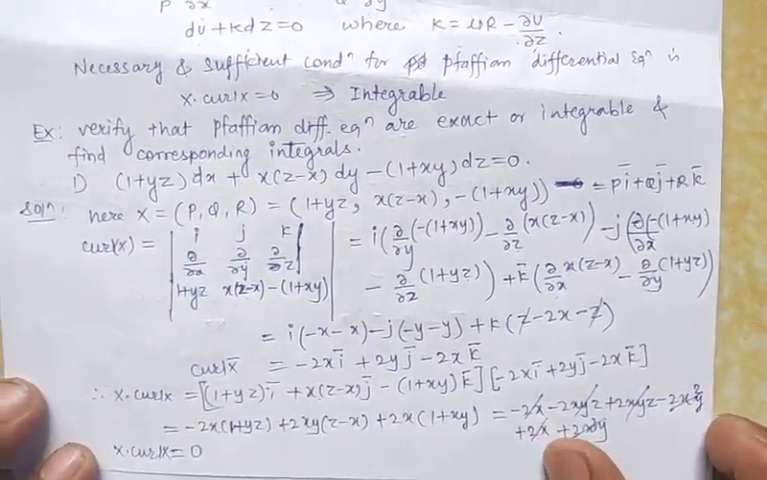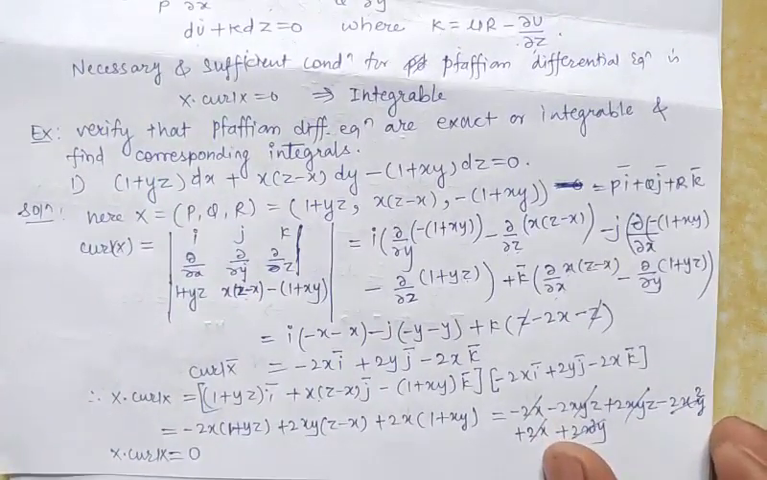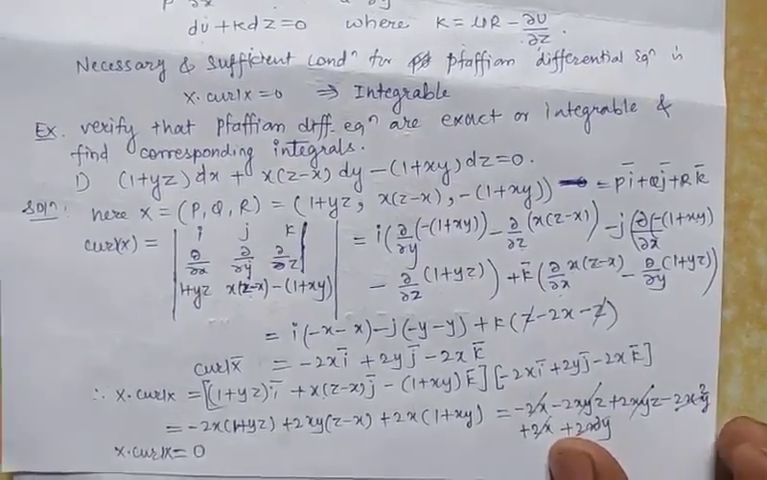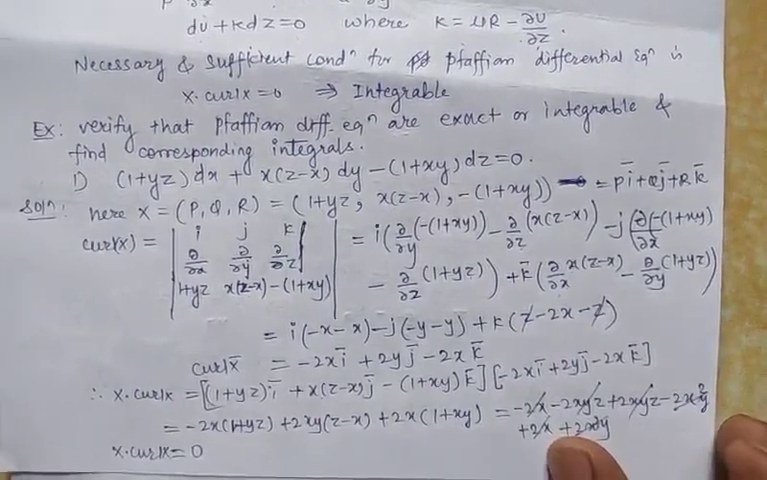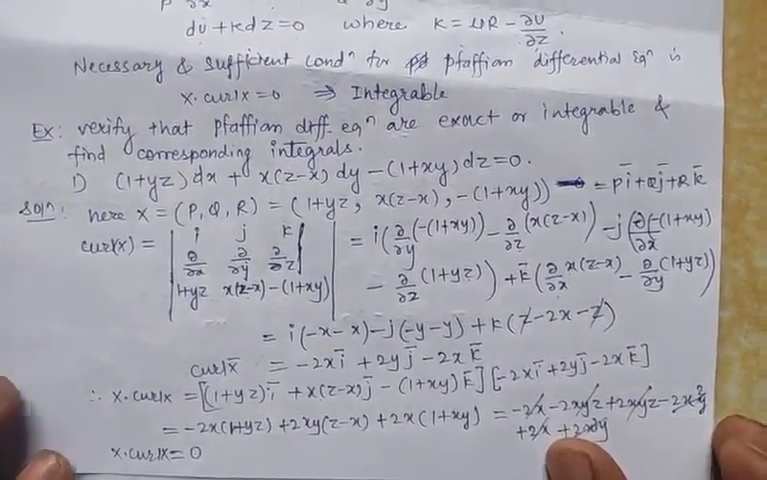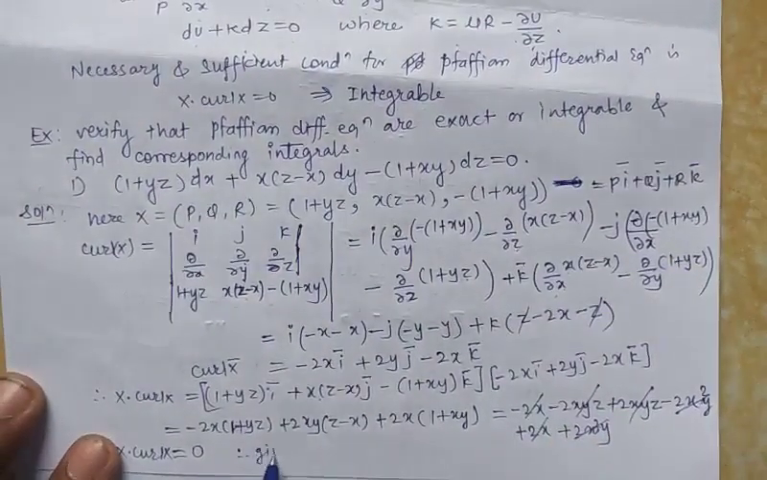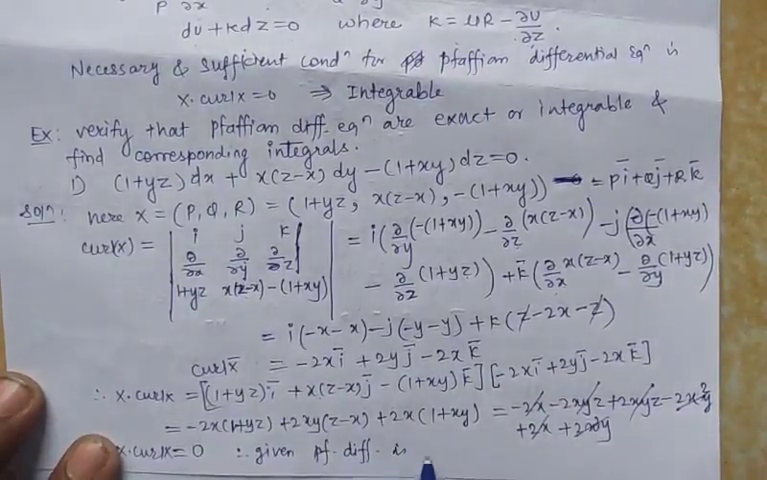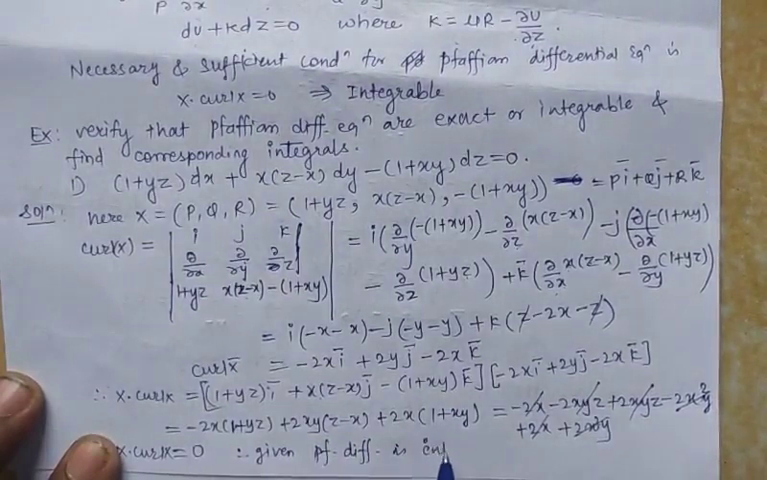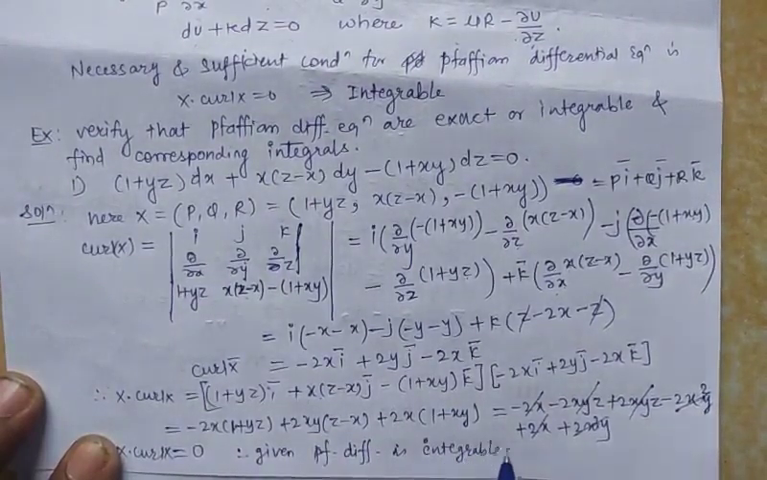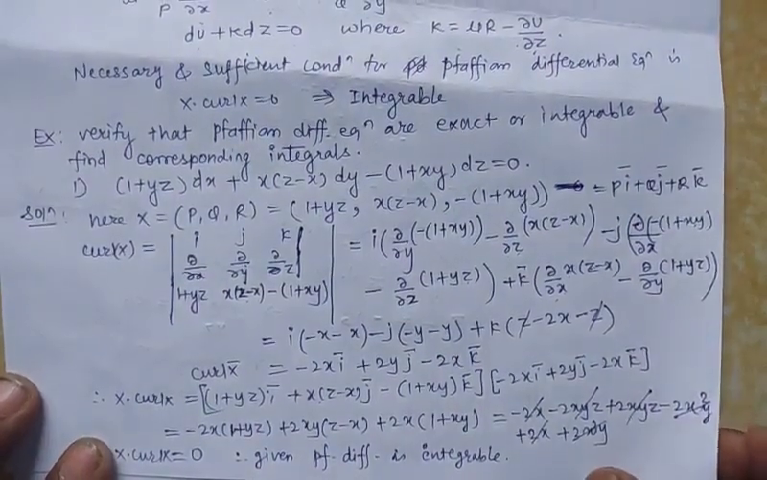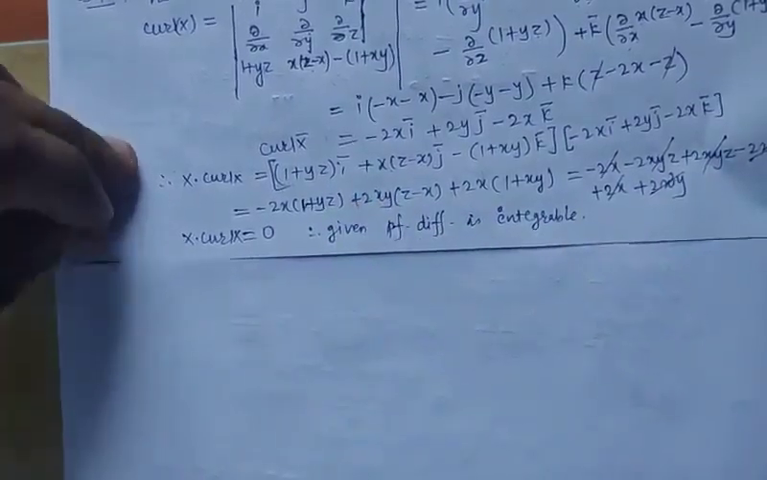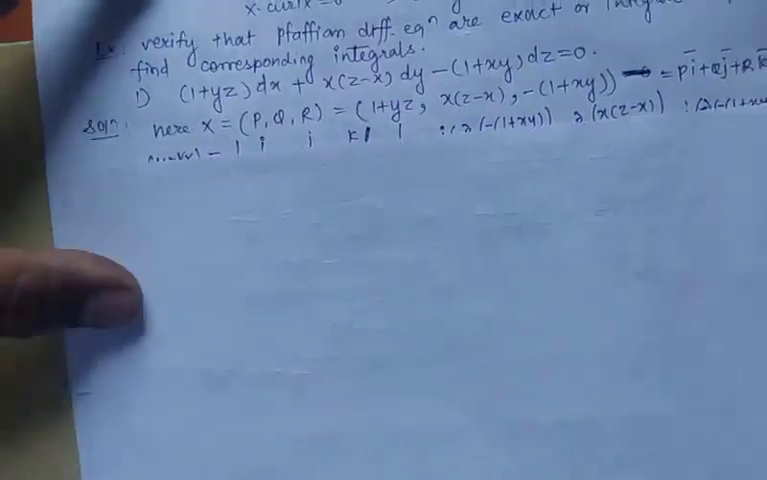Therefore, since X dot curl X is equal to 0, the given Pfaffian differential equation is integrable, and now we can find its general solution. So, what is our question?